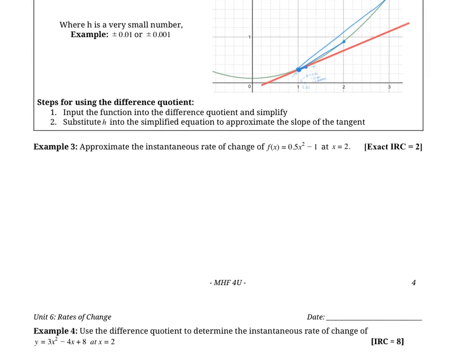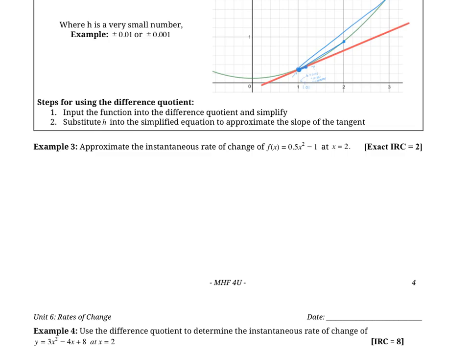So let's see what this looks like in practice. Let's do an actual problem. Okay, so we're asked in example 3 to approximate the instantaneous rate of change for that function at x equals 2. So our first step is to apply the difference quotient.